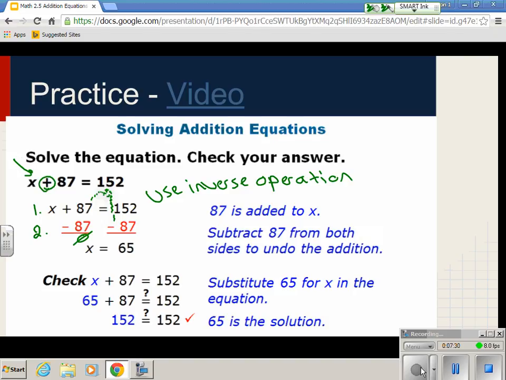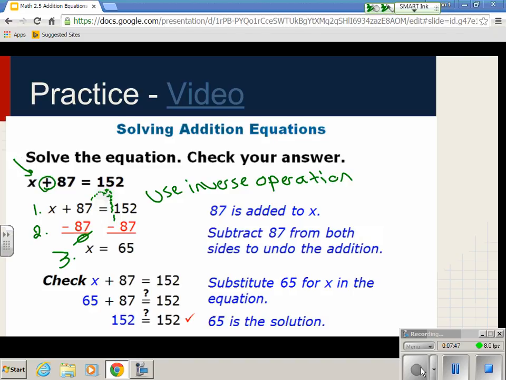So what do you do then? You subtract 87 from 152. And when you subtract 87 from 152, we're going to get x, this is our third step, x equals 65. So our answer is 65.